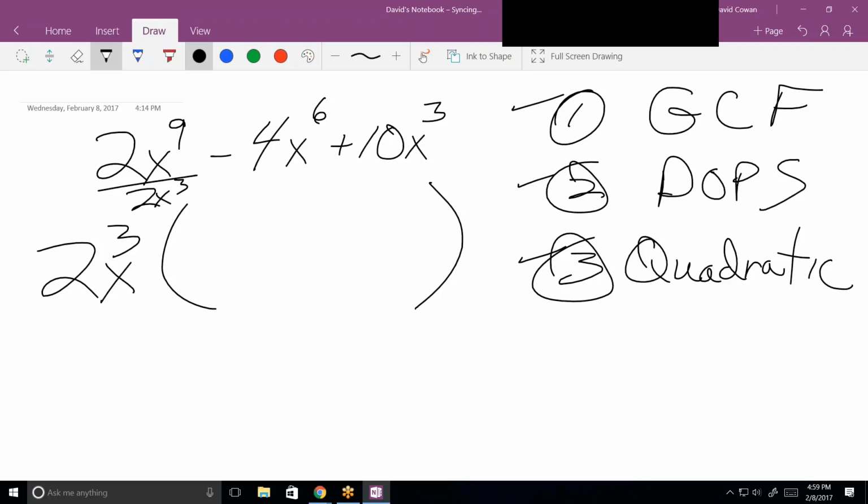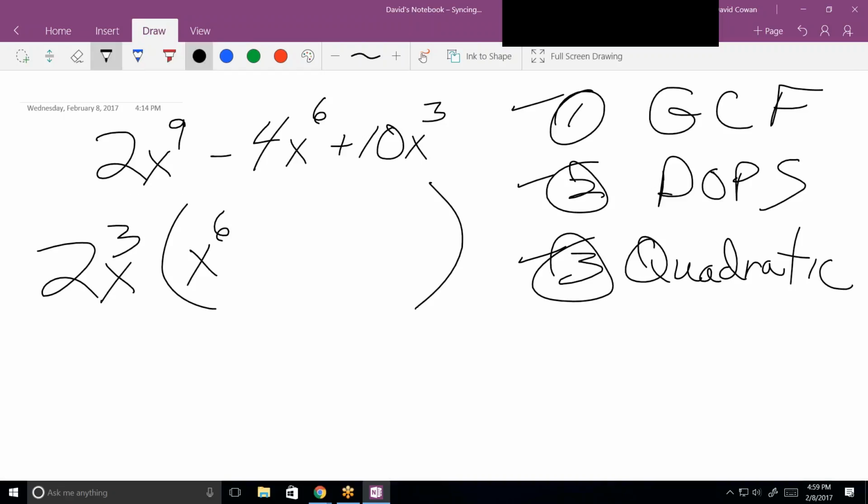I do not know. Subtract the exponents. When you're doing division, subtract the exponents. So x to the 6th. And again, always be checking. Multiply that by that. You add the exponents, you get 2x to the 9th, which is what you started with. That means we did it right.